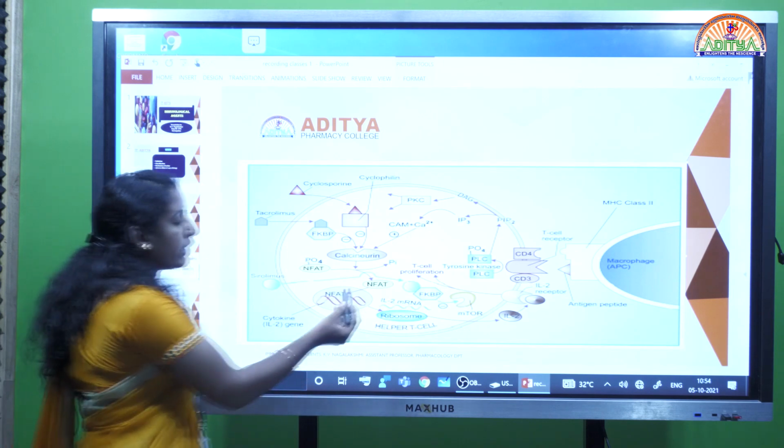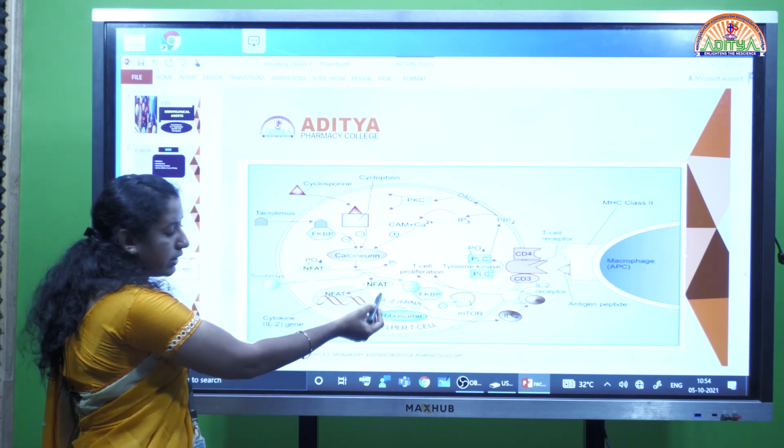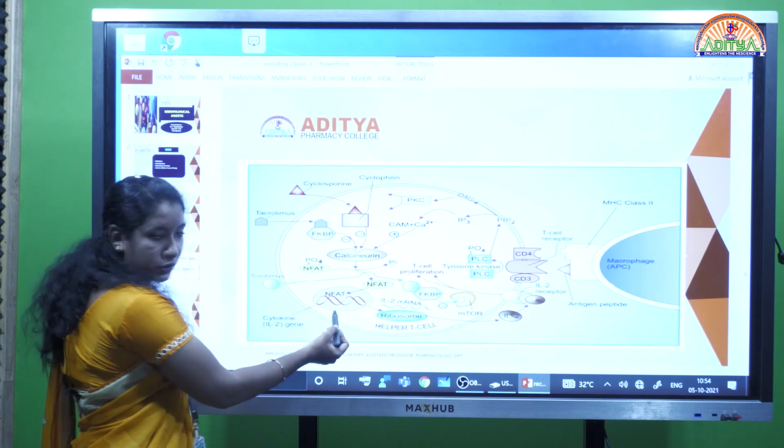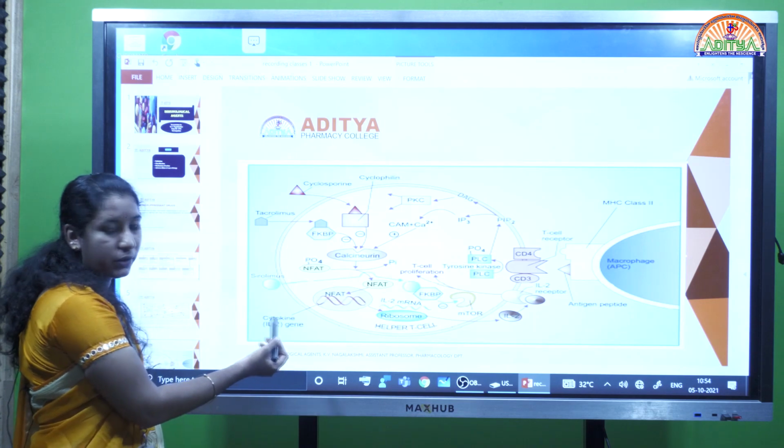NFAT means nuclear factor of activated T cells. So this nuclear factor of activated T cells will be translocated into the nucleus and starts the production of cytokine genes, that is IL-2 production.